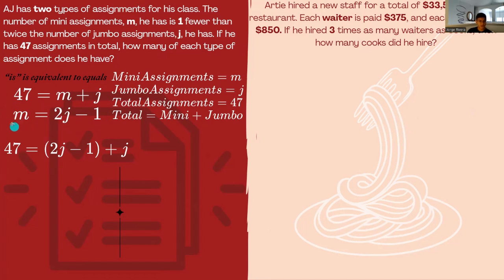Again, here we're going to see that here we have m, and we have m right here. So these are isolated variables. So we can just literally plug this in. We can just plug in 2j minus 1 as m. So if we plug that in, that is going to be 47 equals 2j minus 1 plus j.